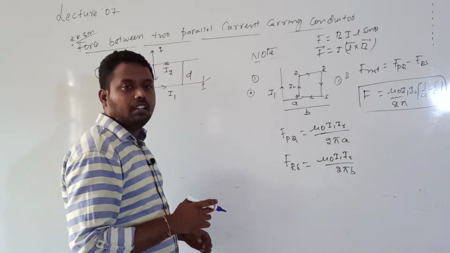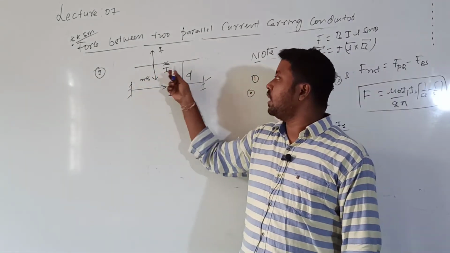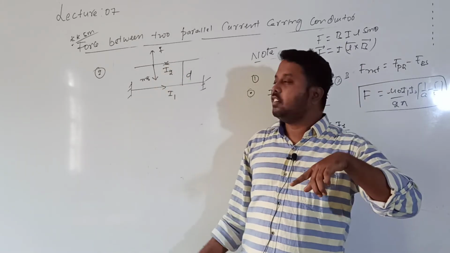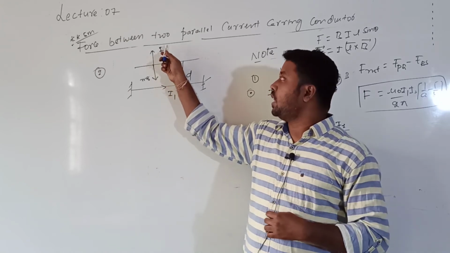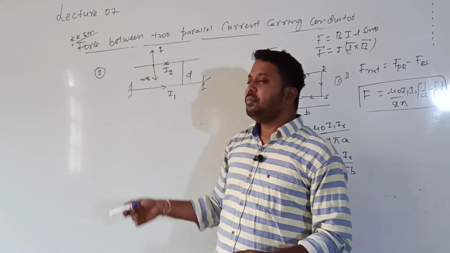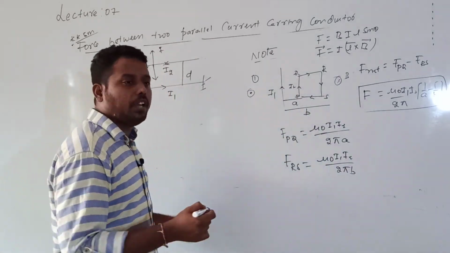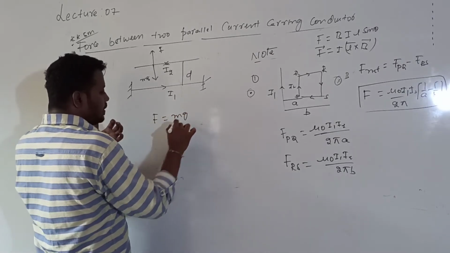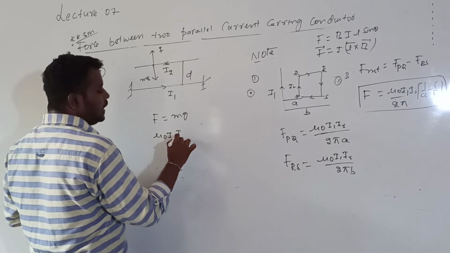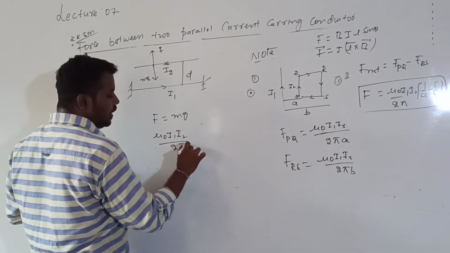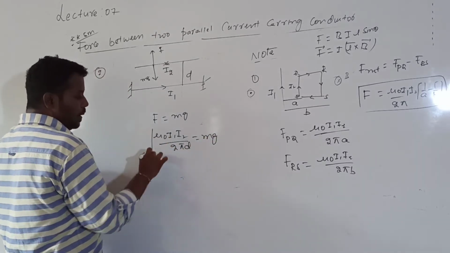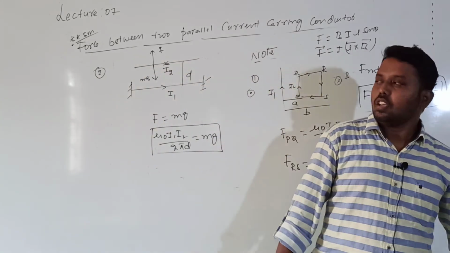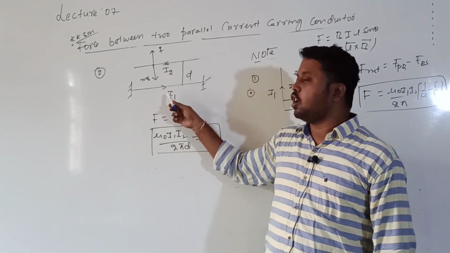What is the condition for the above current carrying conductor to be held? If the below conductor exerts a force of repulsion, and that force is balanced by the weight, then the above conductor will be in equilibrium. For the equilibrium condition, F is equal to mg. What is the F value? Mu naught into I1 into I2 divided by 2 into pi into D will be equal to mg. This is the must condition for the above conductor to be in equilibrium. So when it is placed above, the current should be in the opposite direction.